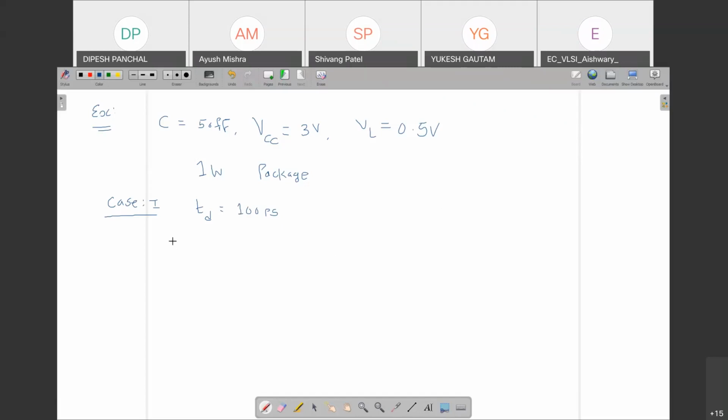Sir, one question from my side. What is the meaning of 1 watt package? So a 1 watt package is given, and to achieve this speed of 100 picosecond, we are going to calculate how many transistors or gates we can accommodate in this small package, which has 1 watt. Is it the limit of power dissipation of that particular IC? Yes. Okay, fine.